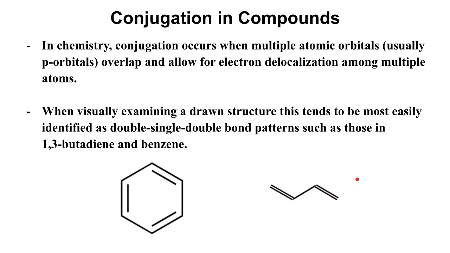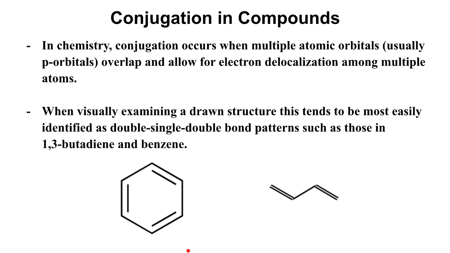So some examples you can see here are 1,3-butadiene. This is a very common molecule that is typically discussed at the beginning of your Diels-Alder reactions and your conjugated diene chapter. And then benzene is another very well-known compound in organic chemistry.